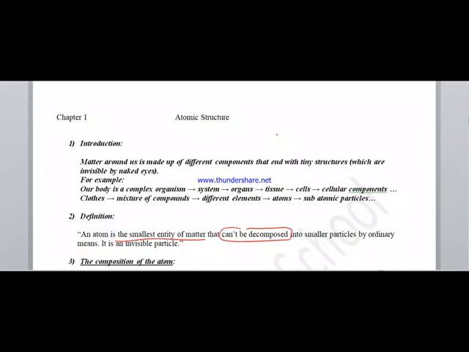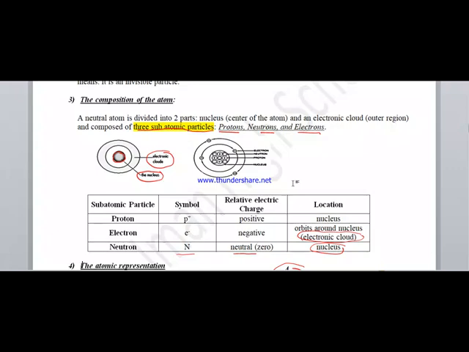Okay. The first chapter in grade 9 is the structure of the atom, or atomic structure. Any atom is composed of two parts: the nucleus, which is at the center of the atom, and the outer part that surrounds the nucleus, which is an electronic cloud. Any atom is composed of three particles: protons, neutrons, and electrons.